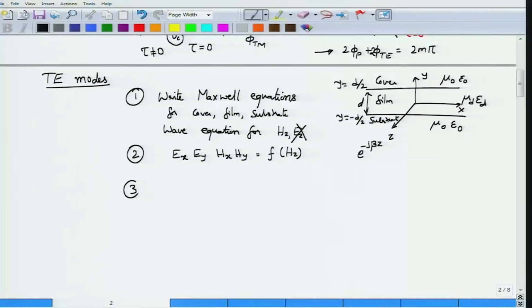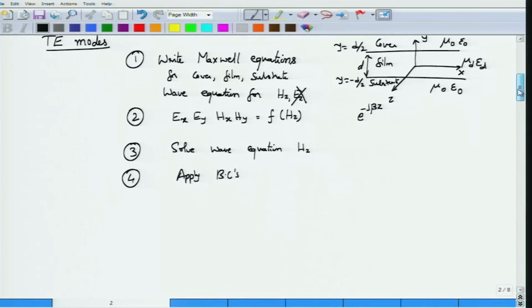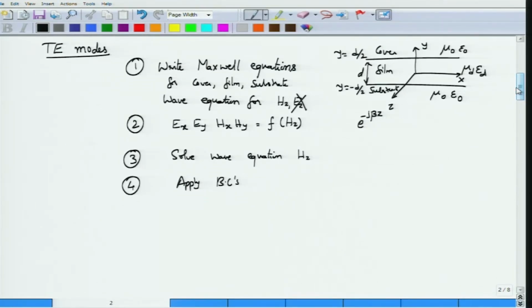Third, we will solve the wave equation. We already know how to solve the wave equation by the variable separable method. Okay, and then apply boundary conditions. So apply boundary conditions. So these are the steps that we are going to follow. The steps look almost exactly the same as those for the metallic waveguide as well.